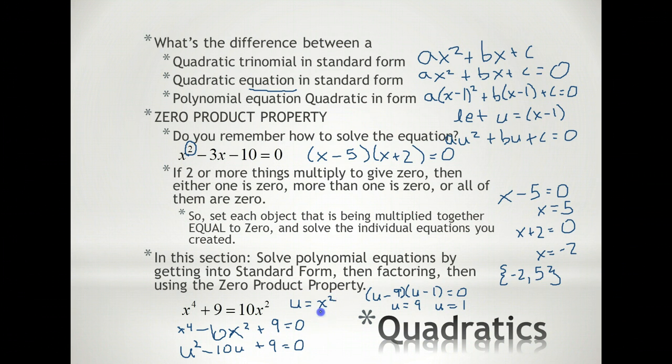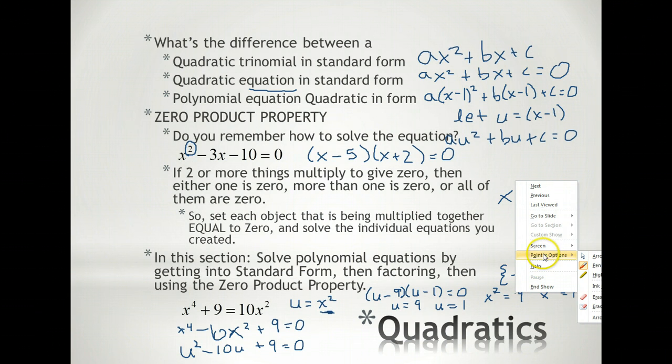Except I don't care what u is. I care what x is. So I need to replace u with x squared. So I get x squared equals 9, and x squared equals 1. And then I have to solve this. How do I solve that?